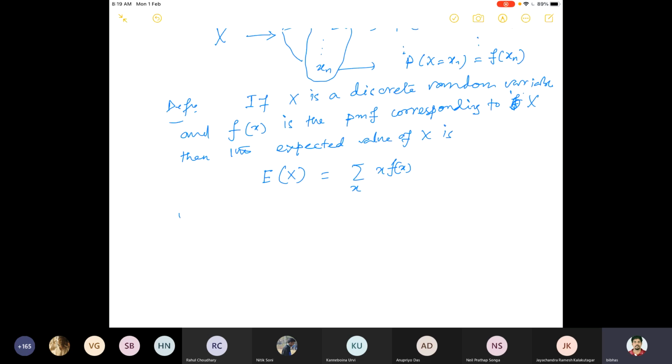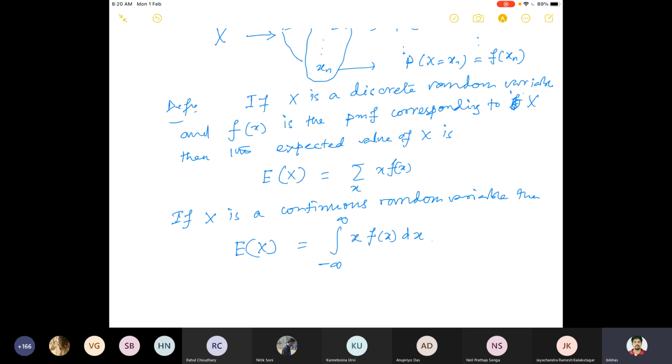And if X is continuous, this sum will just change to an integration. That's the difference. So if X is a continuous random variable, okay, then the expected value of X is the integral from minus infinity to infinity of x f of x dx.